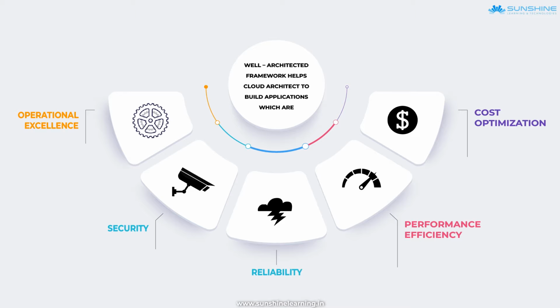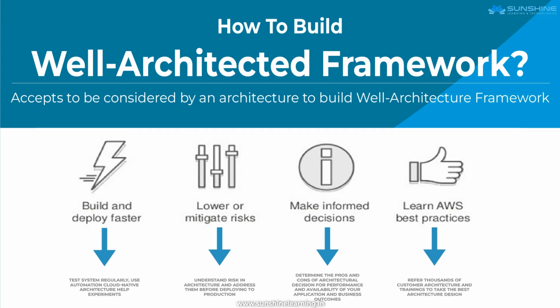The well-architected framework means how good your architecture is in terms of operational excellence, security, reliability, performance efficiency, and cost optimization. So when you create a solution or deploy a solution on the AWS cloud, if the architecture that you have created follows these 5 pillars, then it will be considered as a well-architected framework. The well-architected framework helps cloud architects to build applications that follow these 5 pillars. Now, how do we have to build the well-architected framework?